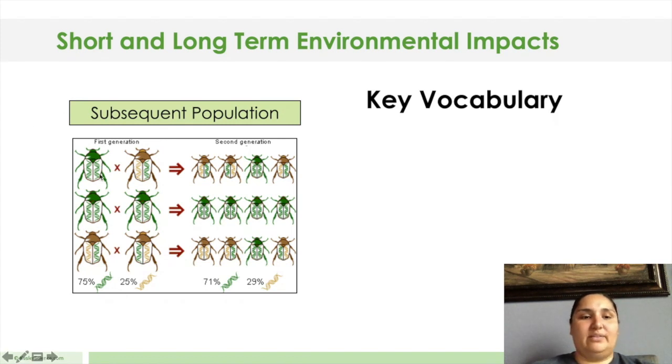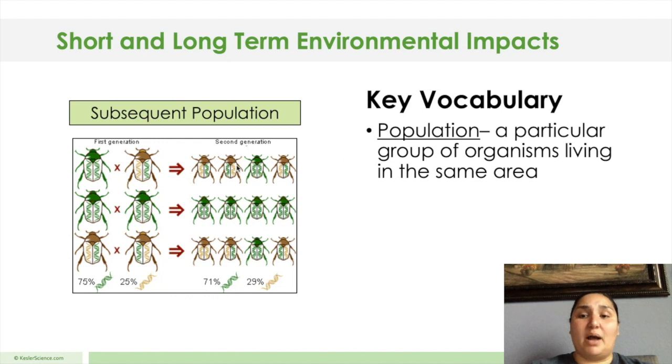What would happen if the first generation of beetles looked like this? This might be their possible offspring. So if you have two, I'm guessing, dominant green beetles, then that would assure that all of them are green beetles, all right? So once again, we're looking at genetics right here. So we have population, a particular group of organisms living in the same area.